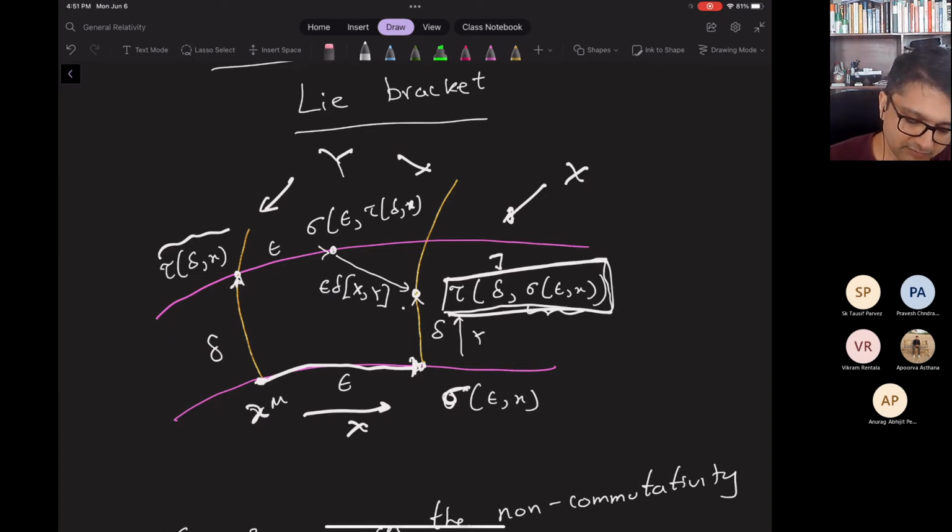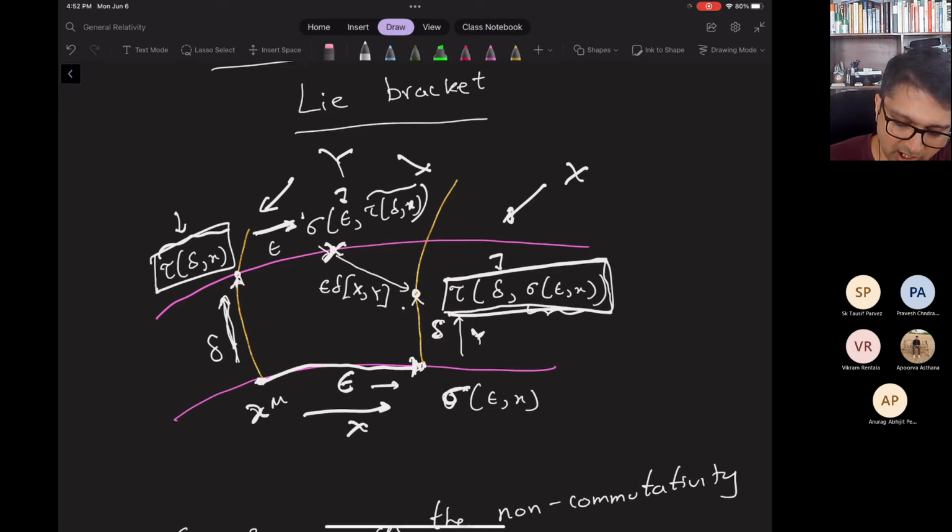Versus if I first flow along Y, then I end up here, and now if I flow along X, I'm flowing exactly the same amounts in both cases. It's just that I'm changing the order in which I'm flowing. In the first case, I'm flowing an amount epsilon along X and then an amount delta along Y. Now I first flow an amount delta along Y and then an amount epsilon along X. I would end up here, and this point is σ_ε(τ_δ(x)). τ_δ(x) is where I started. Sigma generates the flow in X and epsilon is the amount by which I flow.